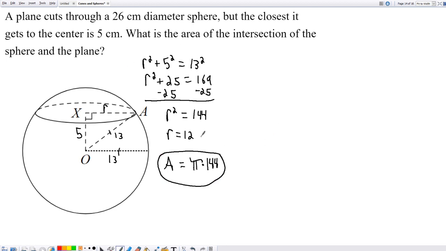So even though it sounds like a complicated problem, it's actually quite simple once you understand the logic behind it. In many of these 3D problems, just make right triangles. That's pretty much the answer all the time in geometry.